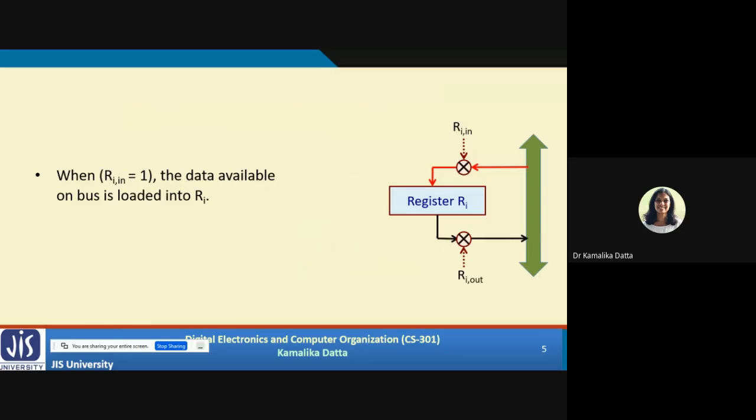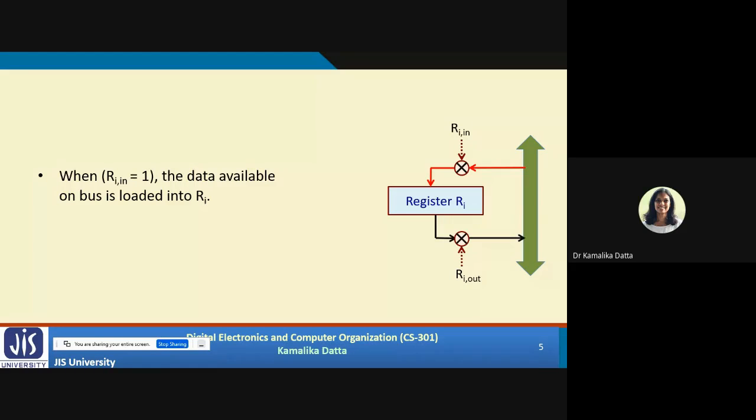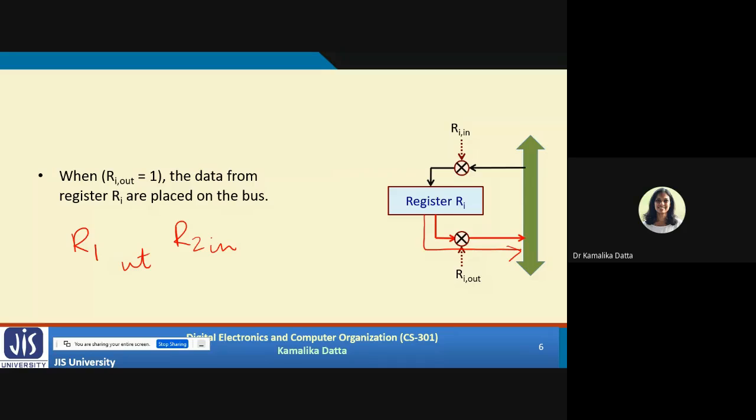So now, when RI in equals 1, I have already told you, whatever data is available on the bus will now be loaded into this RI. Okay. When RI out equals 1, the data from the register RI is placed onto the bus. So it will go this way, from the register to the bus. Clear? So if you do something like R1 out, R2 in, what will happen?